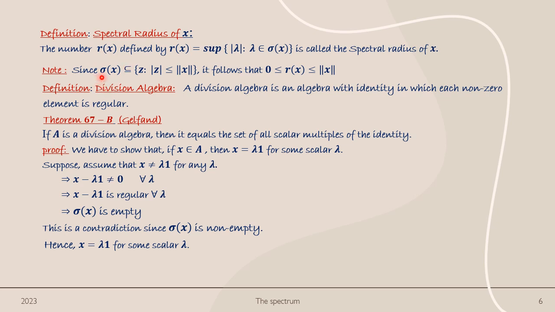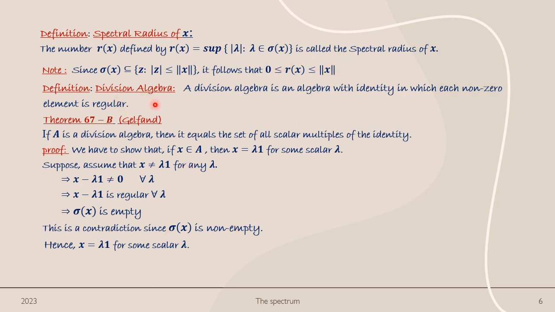Since sigma of x is contained in the closed disk of z such that mod z is less than or equal to norm x, it clearly follows that r of x will also satisfy the same inequality. So 0 is less than or equal to r of x, which is less than or equal to norm x, or the spectral radius lies between the origin and norm x.